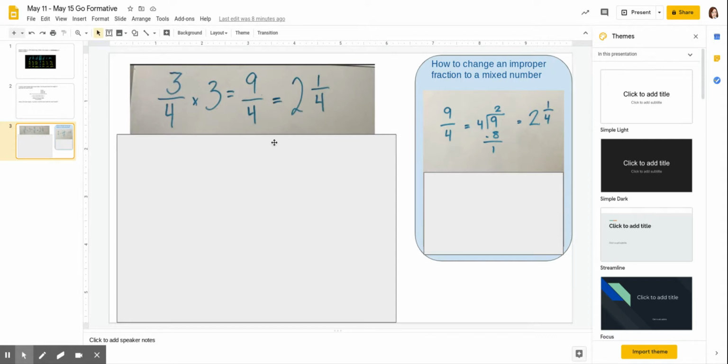9/4 is an improper fraction because the numerator is larger than the denominator, so I changed it to a mixed number. The way that I did that, I wrote out over here: I had to figure out how many groups of 4 could fit into the 9, and then what was the remainder. So I just did 9 divided by 4. 2 groups of 4 is 8, and then I subtract and got 1. And then I wrote my mixed number, 2 and 1/4.